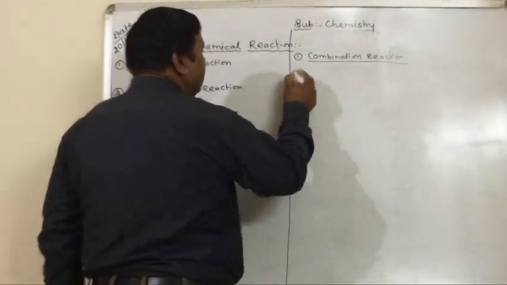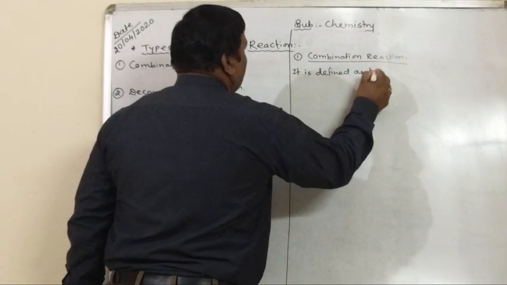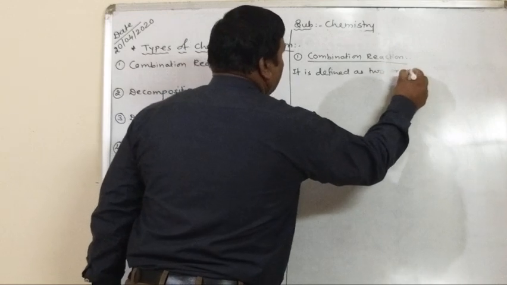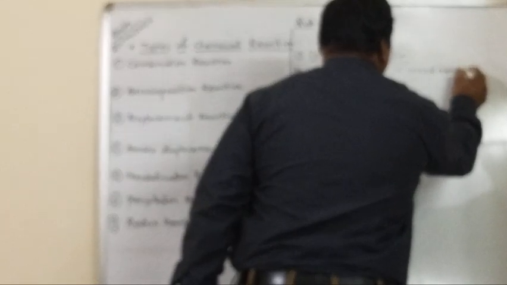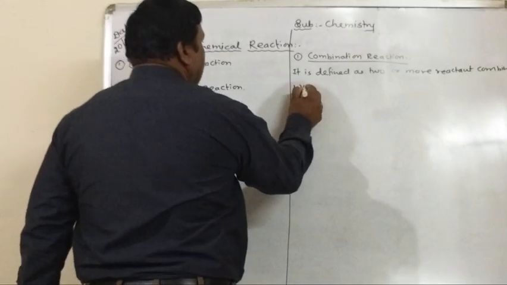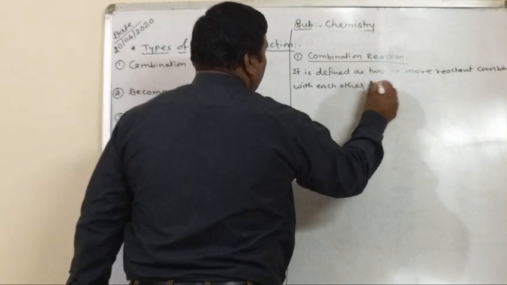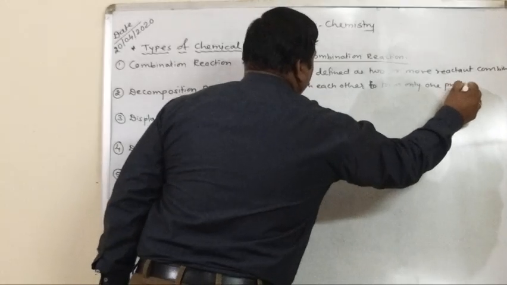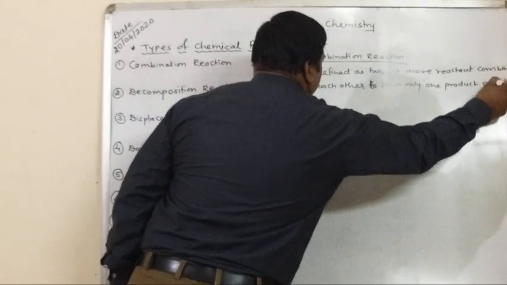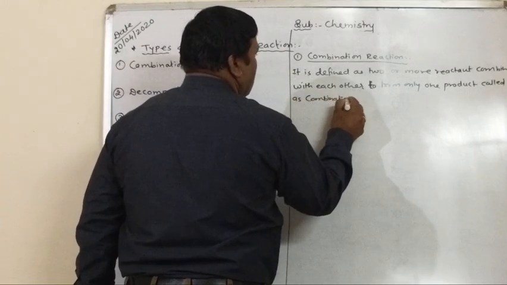So now the definition is: it is defined as two or more reactants combine with each other to form only one product, called a combination reaction.